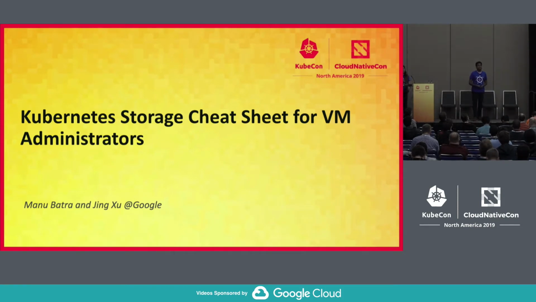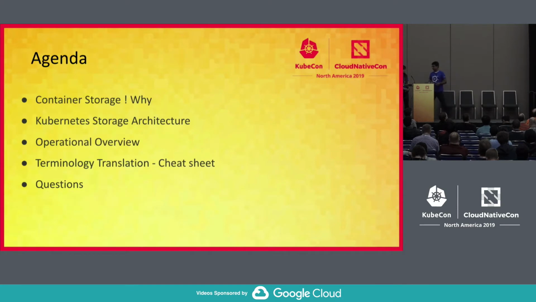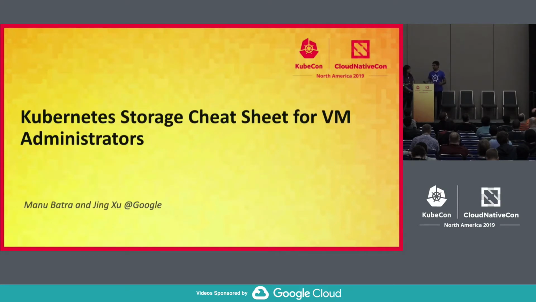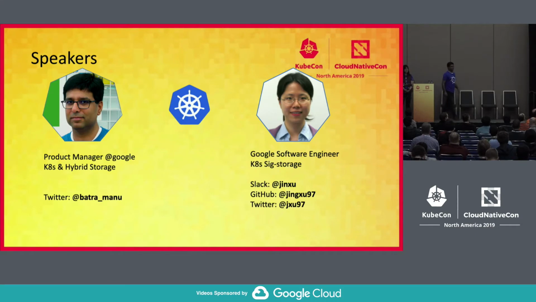We'll definitely have time towards the end for questions, so feel free. We'll start with a quick set of introductions. I'm Manu Batra. I'm product manager for Kubernetes Storage and Hybrid at Google. Jing, you want to tell more about yourself? Yeah, sure. My name is Jing. I'm a Google software engineer. I work for the Kubernetes storage lifecycle team.